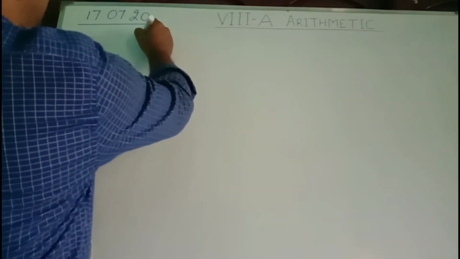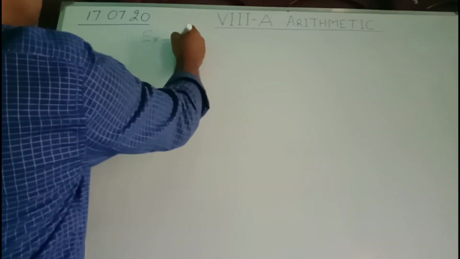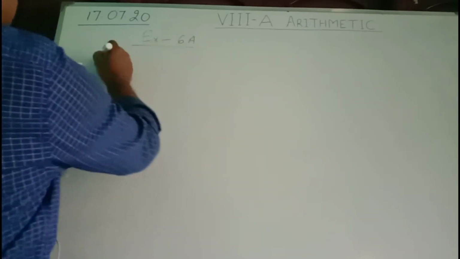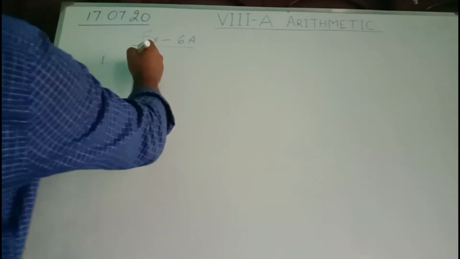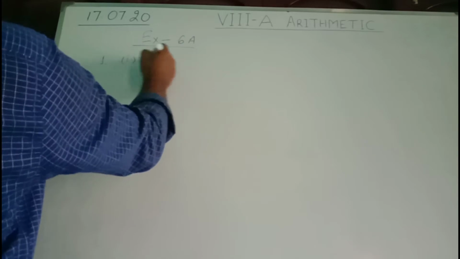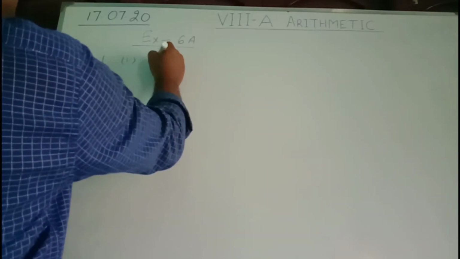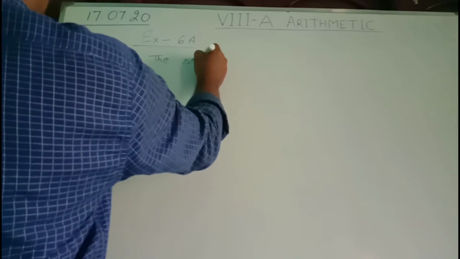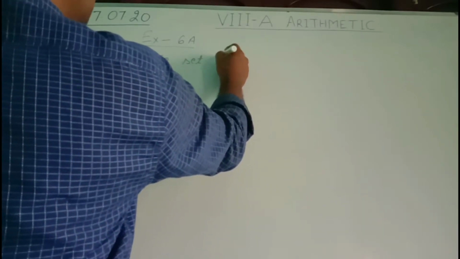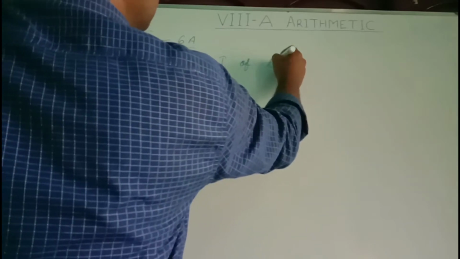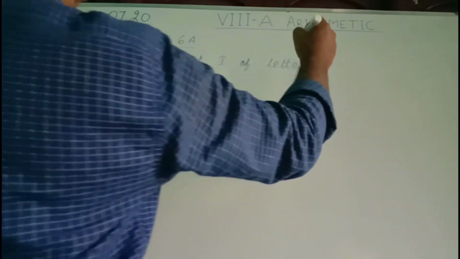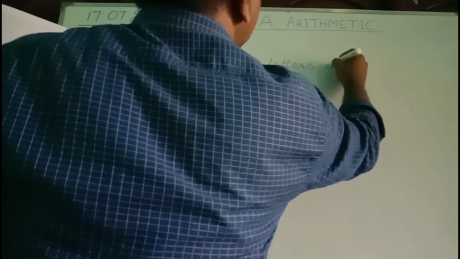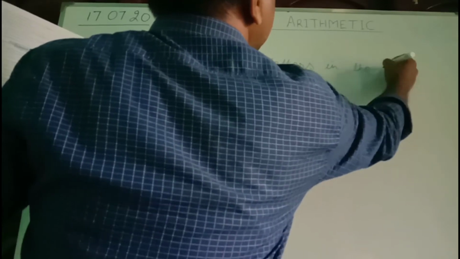And now we are going to start this exercise 6A, in which the first question is: write the following sets in roster form. And Roman number 1, that is the set I of letters in the word important.